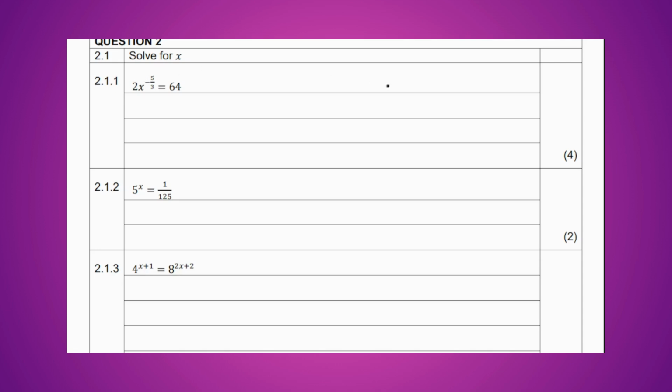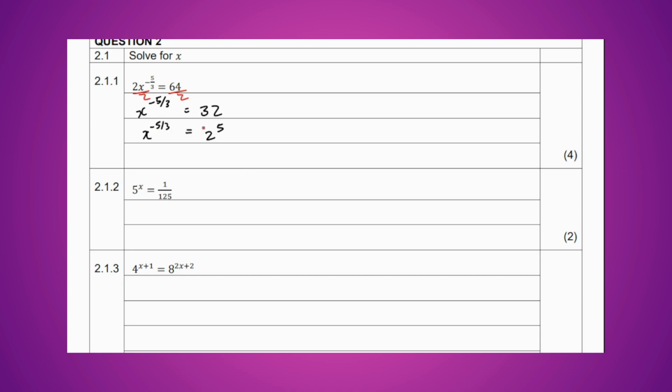So here, first we have to divide by that 2, so that we have x to the power negative 5 over 3 is equal to 32. Because it didn't specify without a calculator, but oftentimes we do specify that you have to do this without a calculator, you have to write 2 to the power 5. Then you just have to watch out. Remember, there are specific laws when we're working with these rational exponent questions.